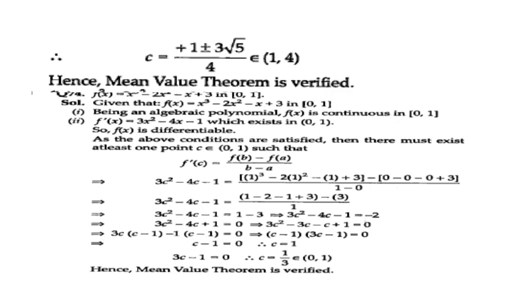Next, f of x is equal to x cube minus 2x squared minus x plus 3. Being an algebraic polynomial, f of x is continuous in the closed interval [0, 1]. F dash x is 3x squared minus 4x minus 1, which exists in the open interval (0, 1). As all the conditions of Lagrange's mean value theorem are satisfied, there exists at least one point c in the open interval (0, 1) such that f dash c is equal to f of b minus f of a by b minus a. So you get c is equal to 1 by 3. C is equal to 1 by 3 is a number between 0 and 1. Hence, the mean value theorem is verified.